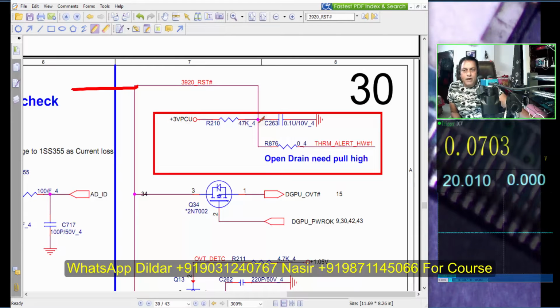And apart from that, it is also going with the help of a 0 ohm resistor to the thermal area. So this thermal area may have some problem. If we just remove this resistor, the motherboard will be okay. But if you want to find the problem, it's up to you. We will try both ends. Let's find out.